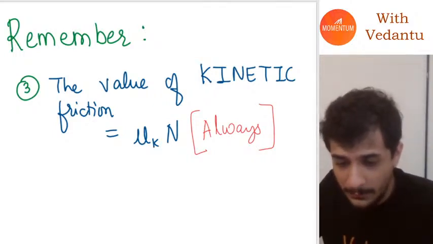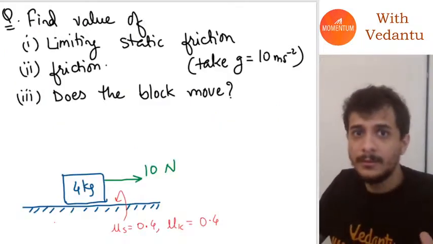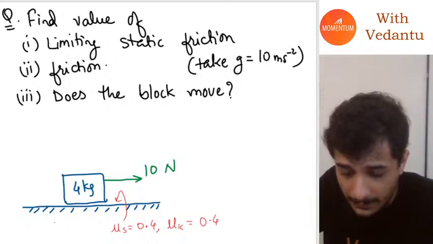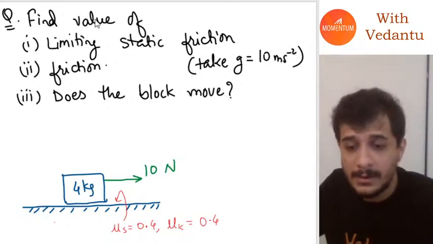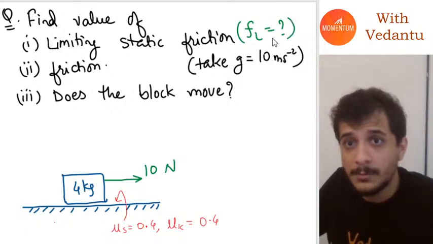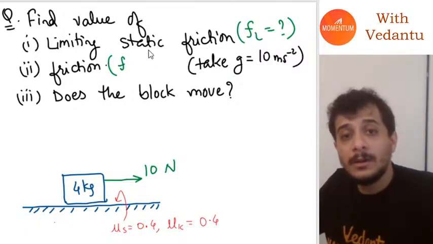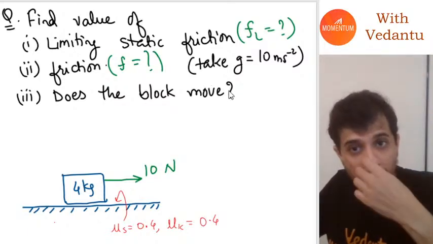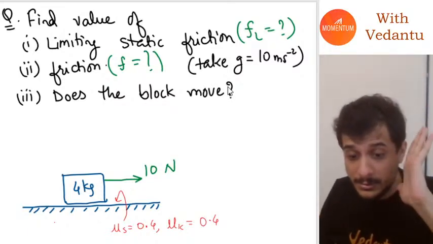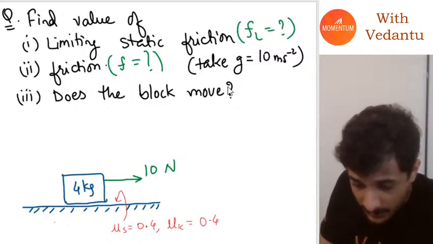I hope everybody is following. Let's try to solve this question. Simple question. You have to first find the value of limiting static friction, FL equal to question mark. Then you have to find the value of F, and then you have to tell me, does the block move? These three questions, I think everybody should be able to solve.